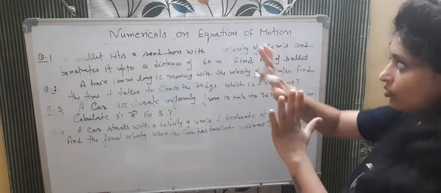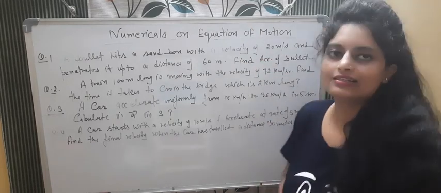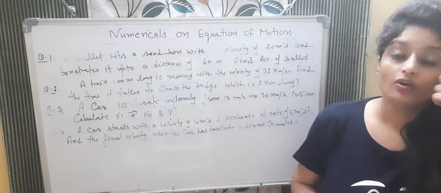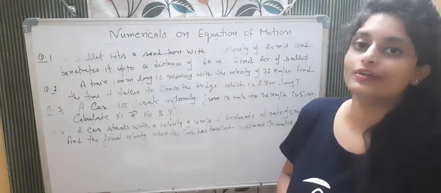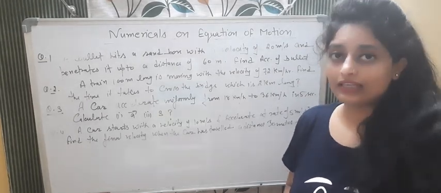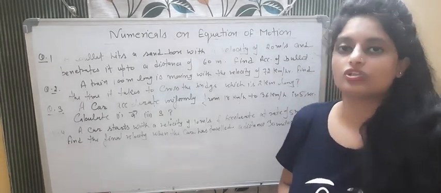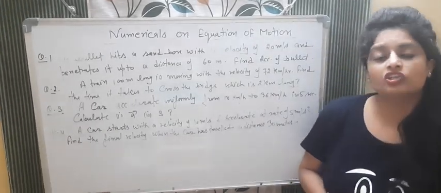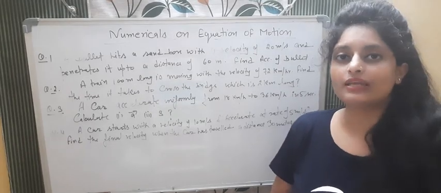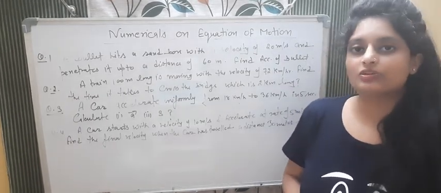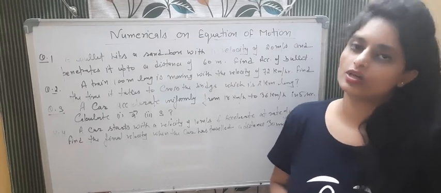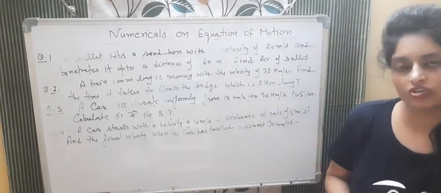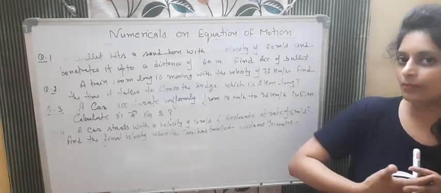So see, particularly on the equations of motion I am giving these numericals. Three equations of motion we derived from the graphical method. One was V minus U is equal to AT, where V is final velocity, U initial velocity, A acceleration, T time, okay? The second equation of motion was S is equal to UT plus half AT square, where S represents distance, and the third was V square minus U square is equal to 2AS. So by using these three equations of motion you can solve multiple numericals.